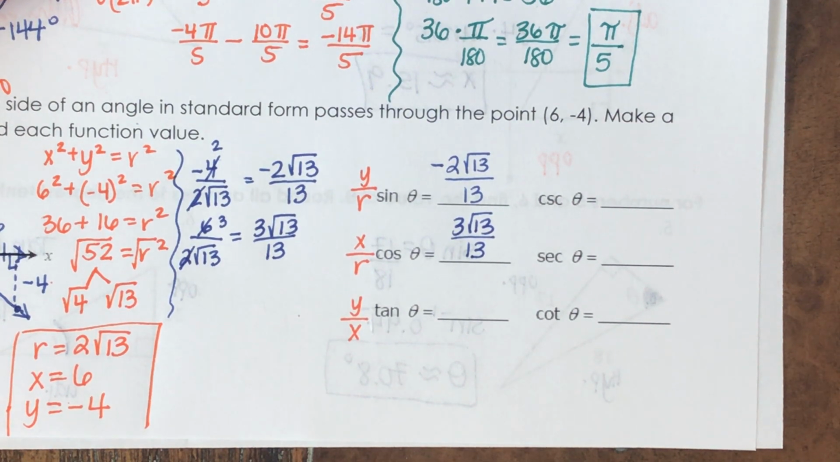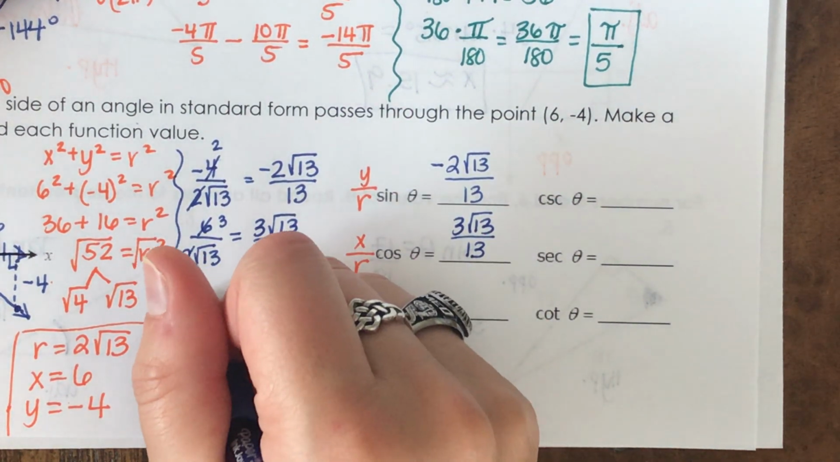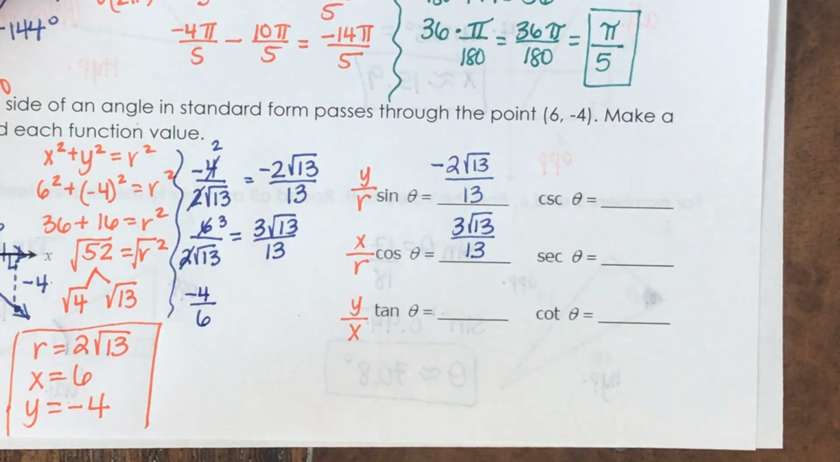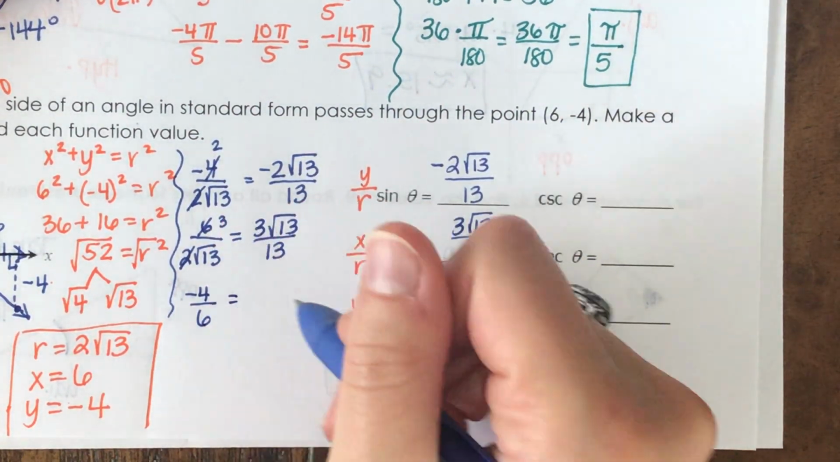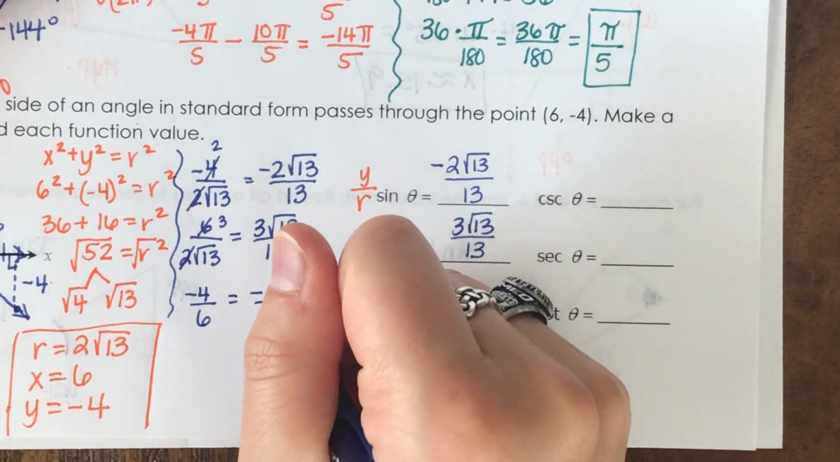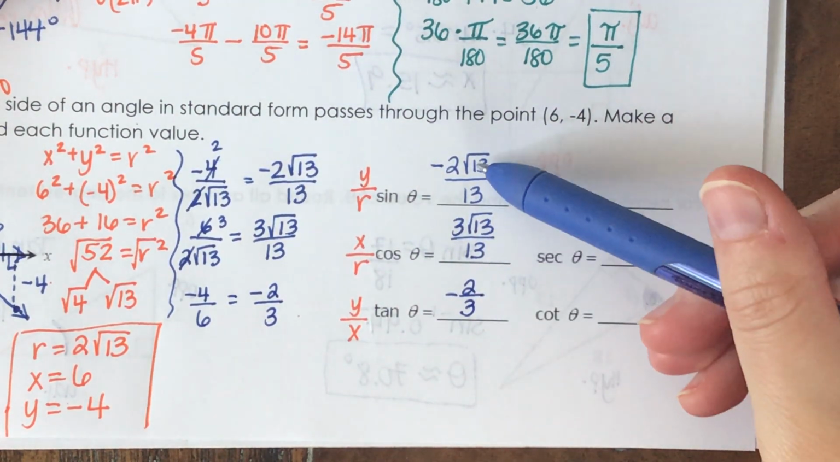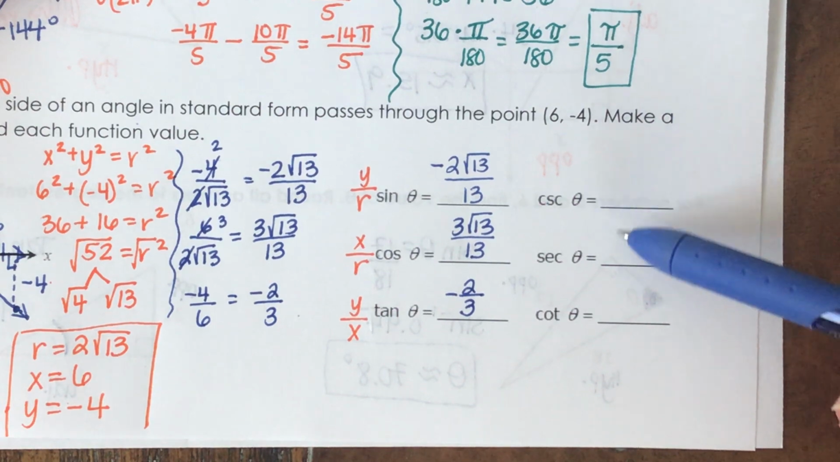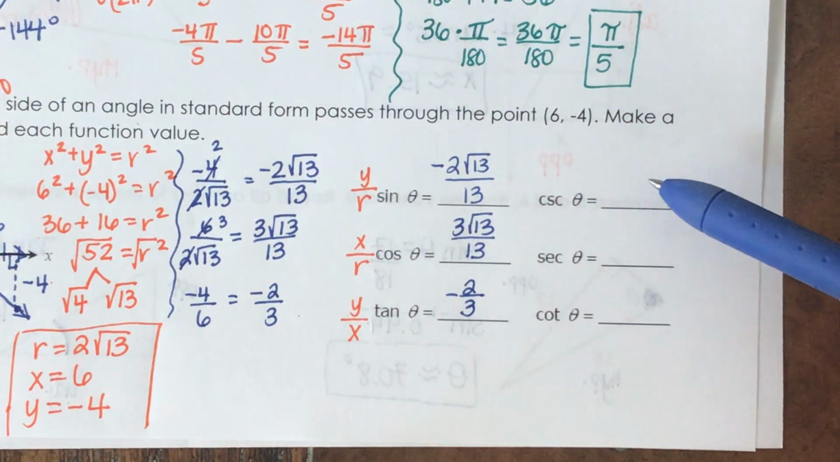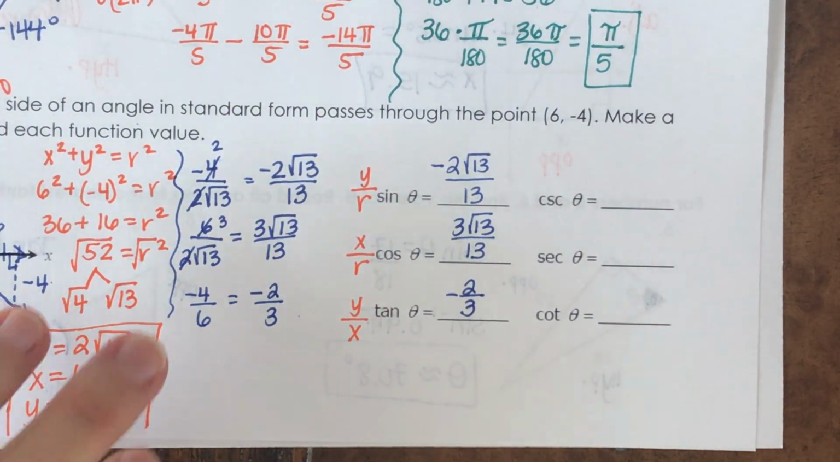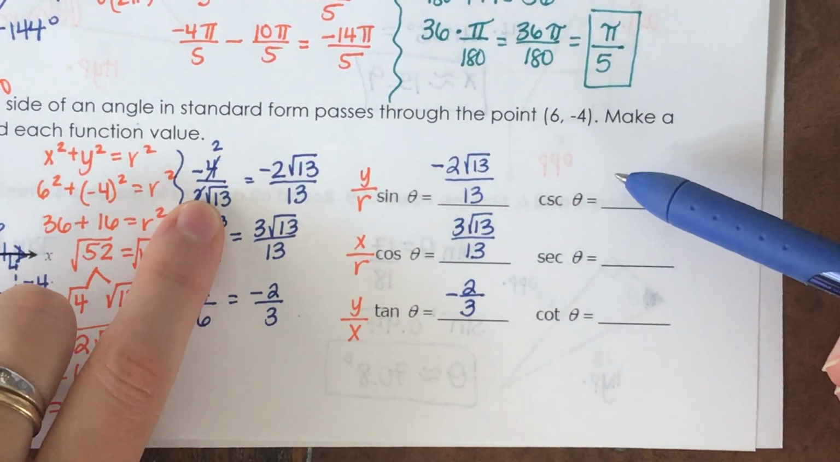Last one, tangent, y over x is -4 over 6. And I can reduce, I can divide them both by 2, so it's -2 over 3. All right, there's my first 3. Now I'm going to do their reciprocals, okay? So if I do the reciprocal, I'm going to go back to the original.